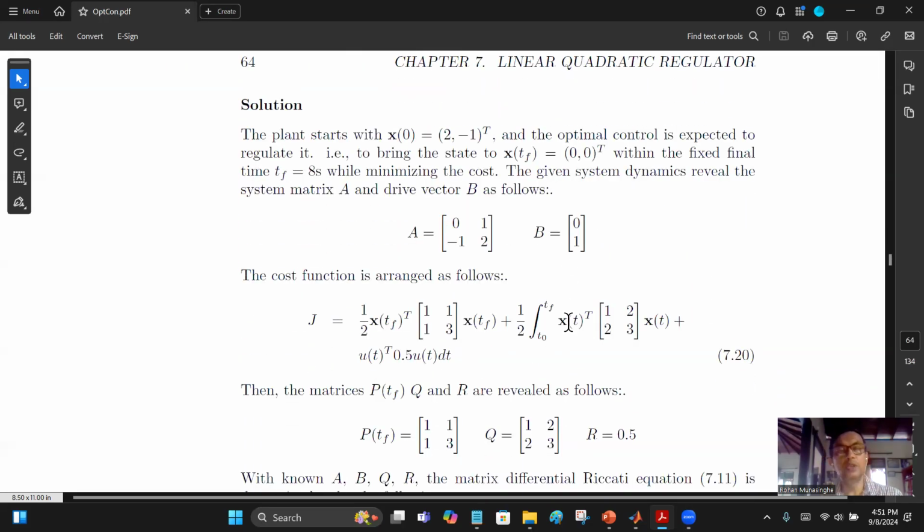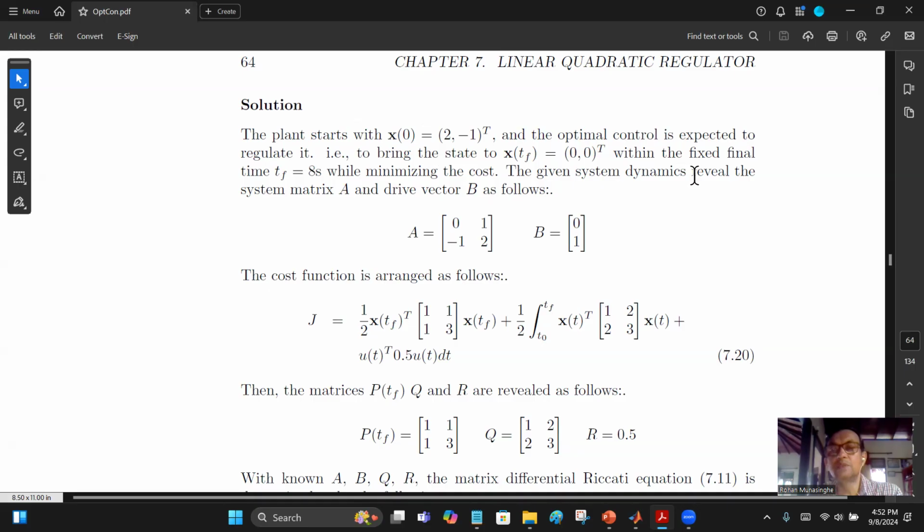Right. So this is how we synthesize the solution. The plant starts with 2 and -1, the two state variables, and the optimal control is expected to regulate it, that is to bring the state to 0, 0 within the fixed finite time of 8 seconds while minimizing the cost. Okay, this is a complete description.